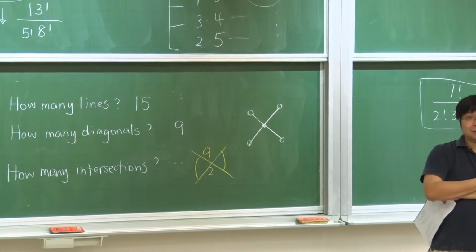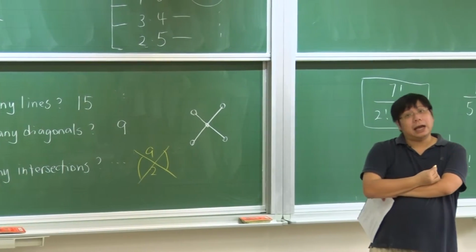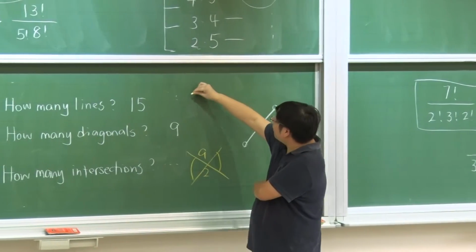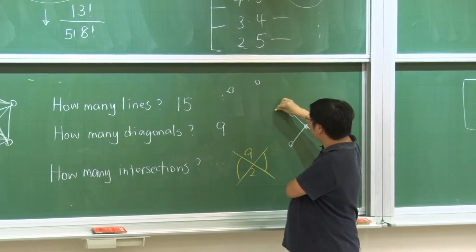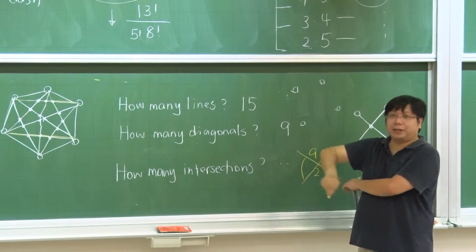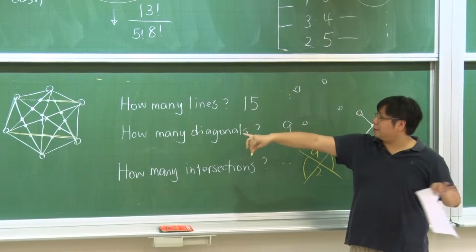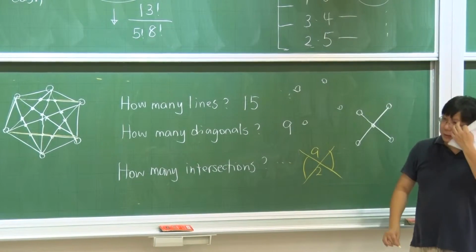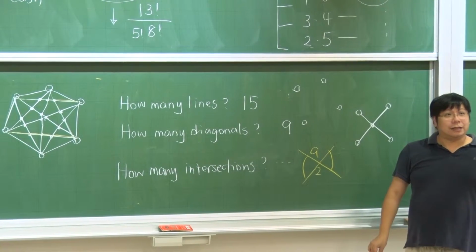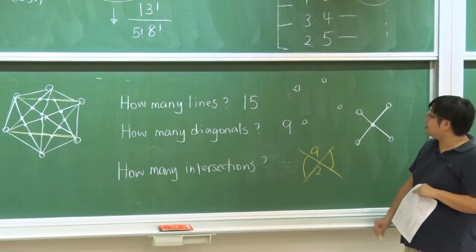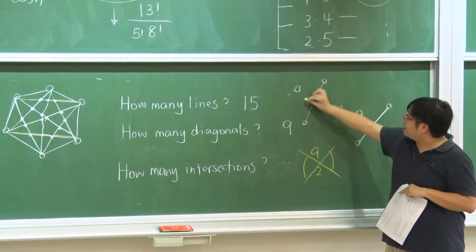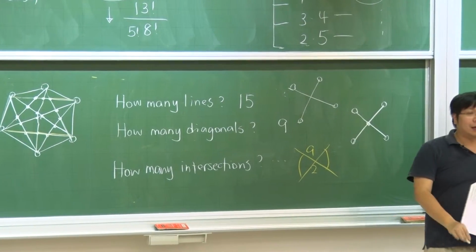So if you give me any 4 points, let's say 1, 2, 3, 4, 4 points of this polygon, then I can define exactly 1 intersection point by this diagonal and this diagonal. Am I correct?